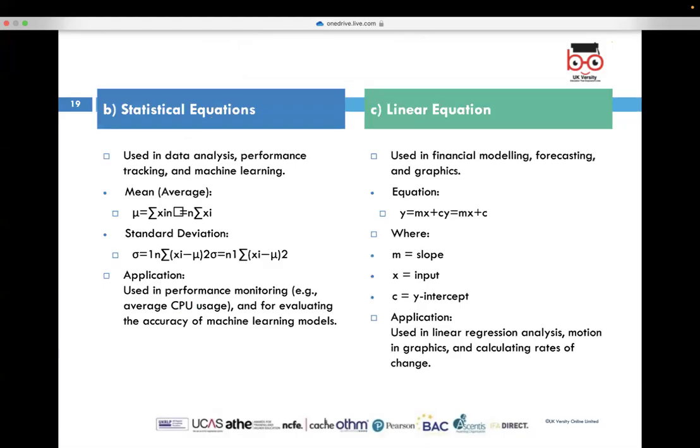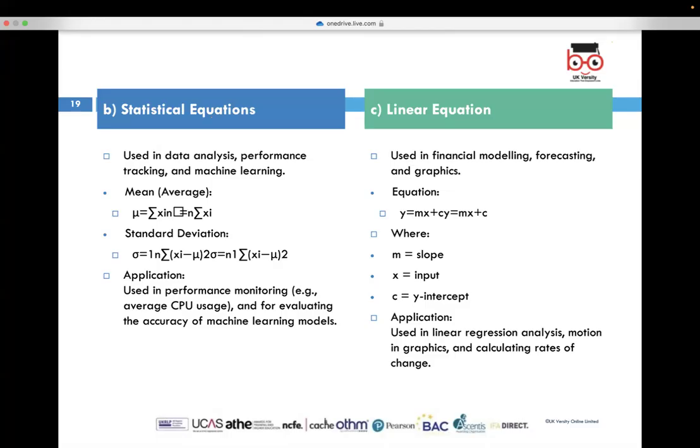Statistical equations are used in data analysis, performance tracking, and machine learning. Mean is the average, and it shows the formula. Standard deviation is 1 over n, and application: this is used in performance monitoring, for example, average CPU usage, and for evaluating the accuracy of machine learning models. Linear equation is used in financial modeling, forecasting, and graphics.